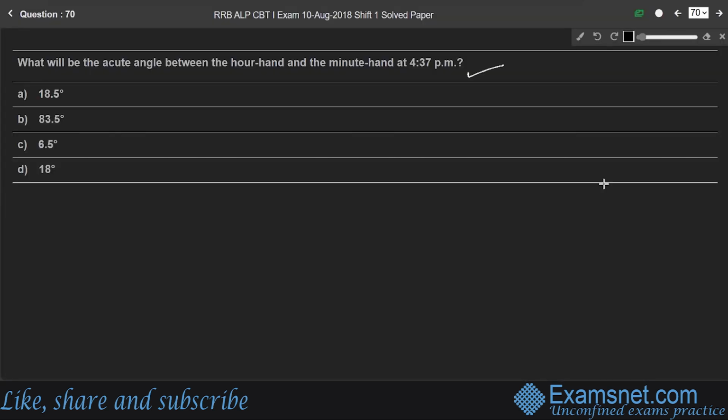Question number 70. What will be the acute angle between the hour hand and the minute hand at 4:37 p.m.? Here is a ready-made formula to find the angle between the minute hand and the hour hand. The angle between them is 11/2 times the minutes, m, minus 30 times the hours.